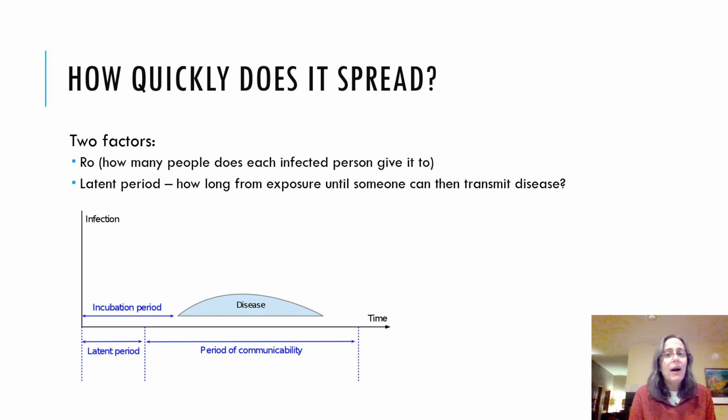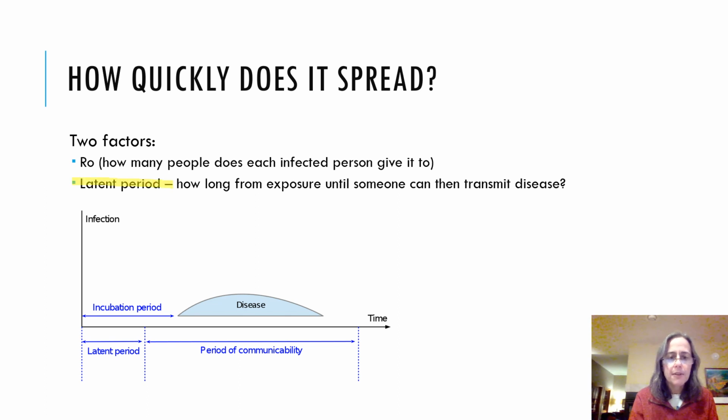So if you want to know how quickly something is going to potentially spread through your population, the 2 factors you want to know are the R naught, how many people does each infected person tend to give their infection to, and then how quickly is that turnaround time? How fast is that turnaround time? And so this is a new concept. This is the latent period.